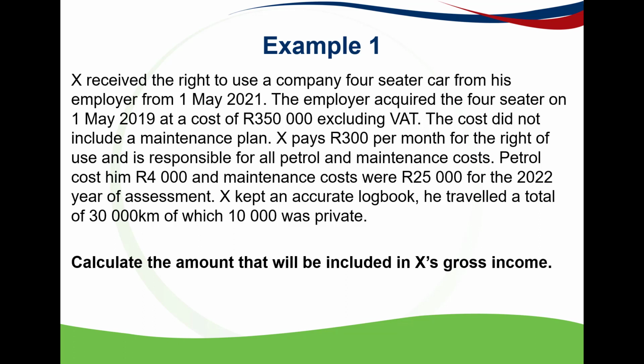The cost did not include a maintenance plan, and X pays $300 per month for the right of use and is responsible for all petrol and maintenance costs. Petrol cost him $4,000 and maintenance costs were $25,000 for the 2022 year of assessment. X kept an accurate logbook. He traveled a total of 30,000 kilometers, of which 10,000 was private. What you're required to do is to calculate the amount that will be included in X's gross income.